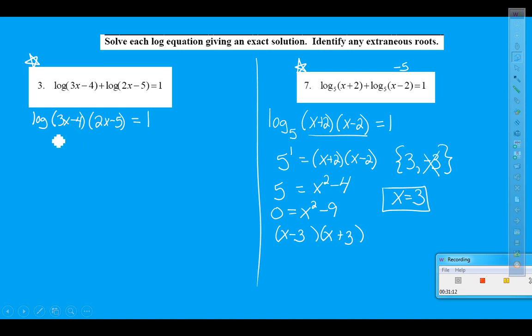Well, this really becomes now, there's a base of 10 hiding right there. So 10 to the first equals 3x minus 4 times 2x minus 5. If there's a shortcut from this point, I would give it to you guys, but there's not. I'm going to FOIL this out and get 6x squared minus 15x minus 8x plus 20, and that's set equal to 10.